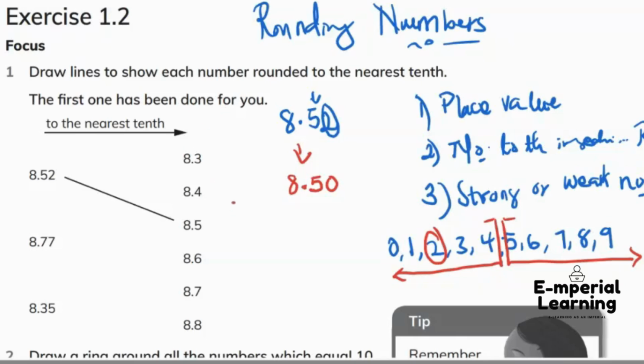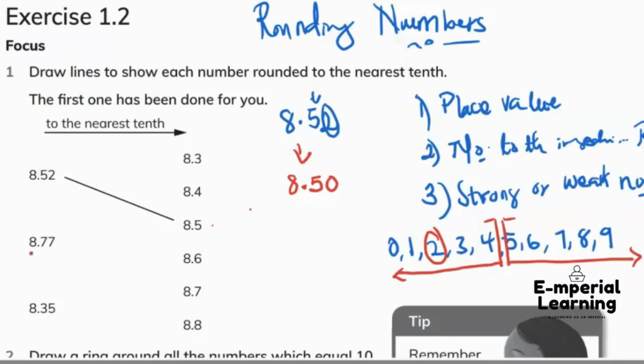Let's go into the question. Question 1 says draw lines to show each number rounded to the nearest tenth. The first one has been done for you. So 8.52 to the nearest tenth is 8.5, or in this case 8.50, which is the same thing.